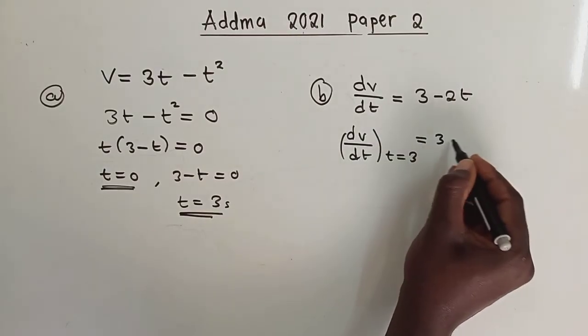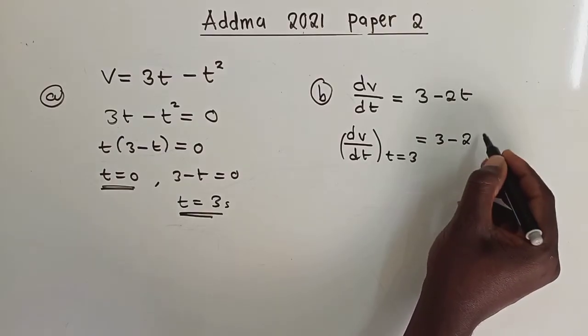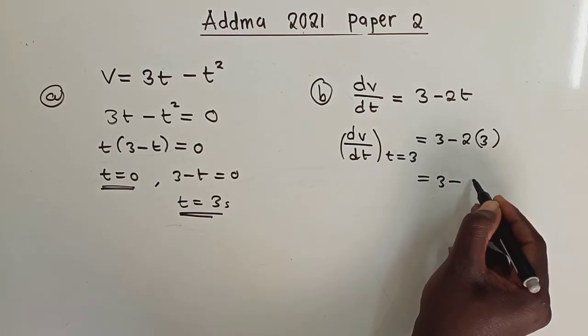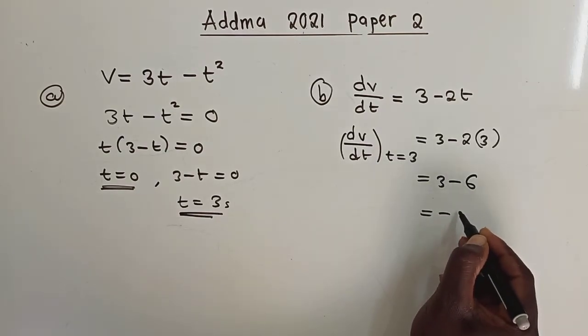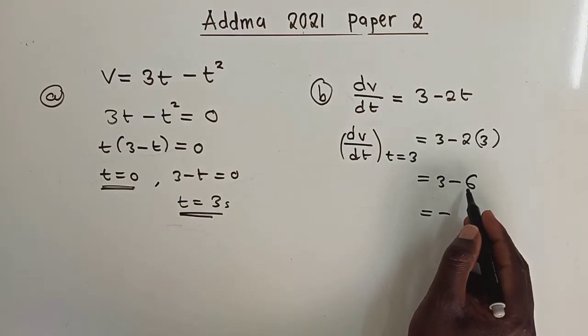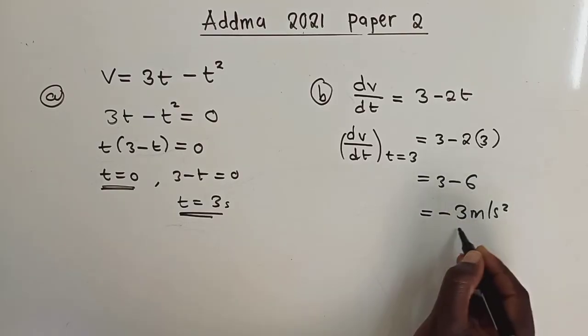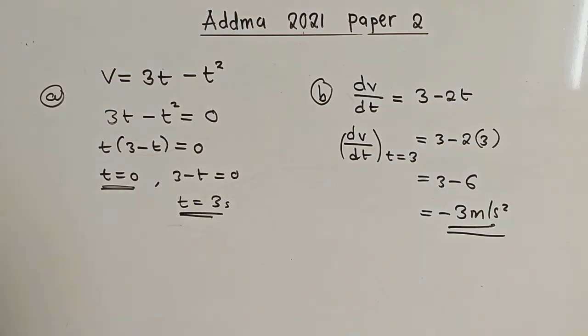So we can plug in the value of t here and solve. We remain with something like this, and our answer will be negative 3 meters per second squared. This is the acceleration, okay?